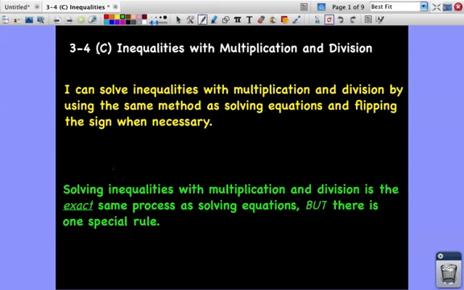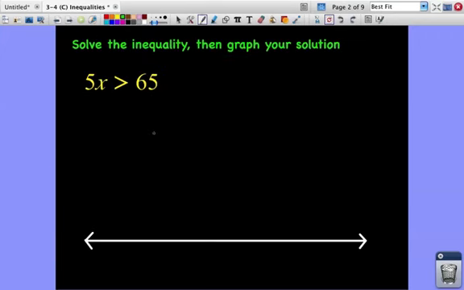Okay, so when we're solving inequalities with multiplication and division, it is the exact same process as solving equations, just like before with addition and subtraction. But with multiplication and division, there is one special rule with flipping the sign. We'll get to that special rule after this example, because I want us to look at a quick, easy example, and then we'll get to the one that's a little bit different. So I have 5 times x is greater than 65.